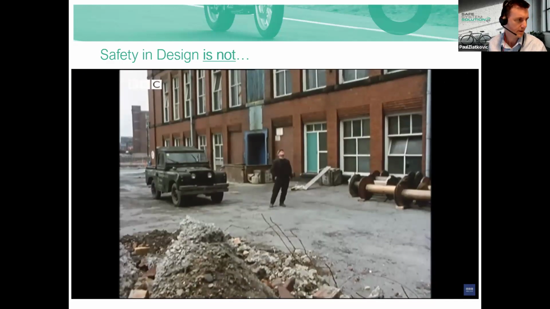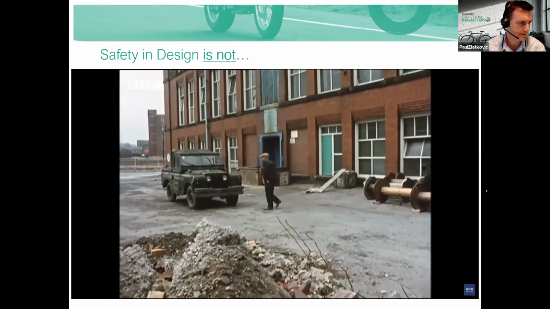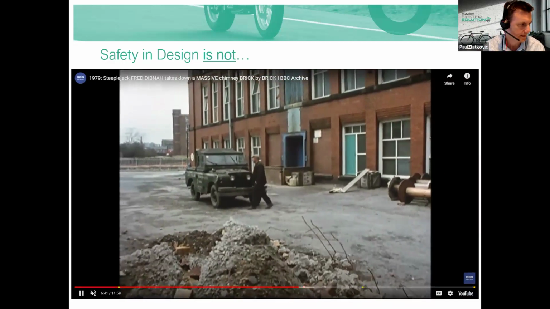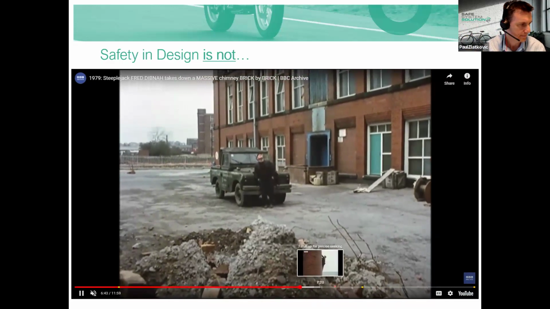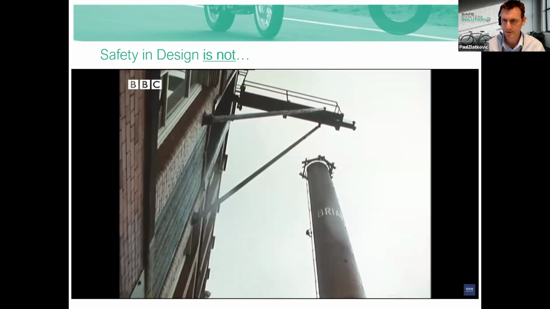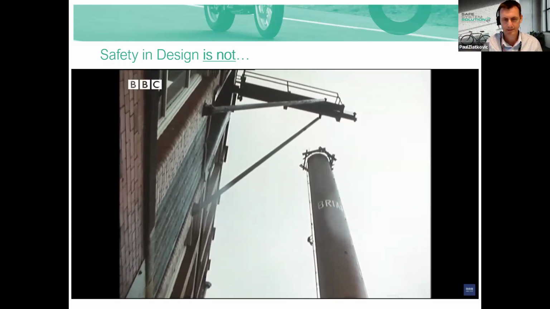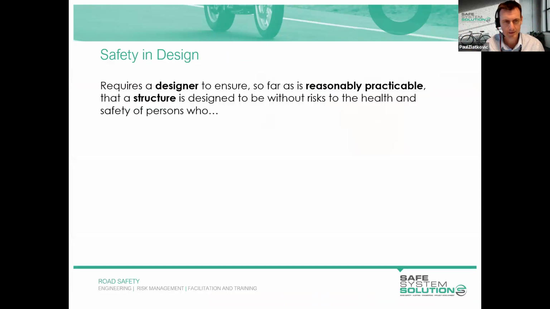It's him going back down for a break, but that's his mate at the bottom, and everything just gets thrown down the chimney and gets spat out the side. It's quite extraordinary, but I thought that was a good video to share to get us thinking about safety and design. Let's just crack on to the next slide.